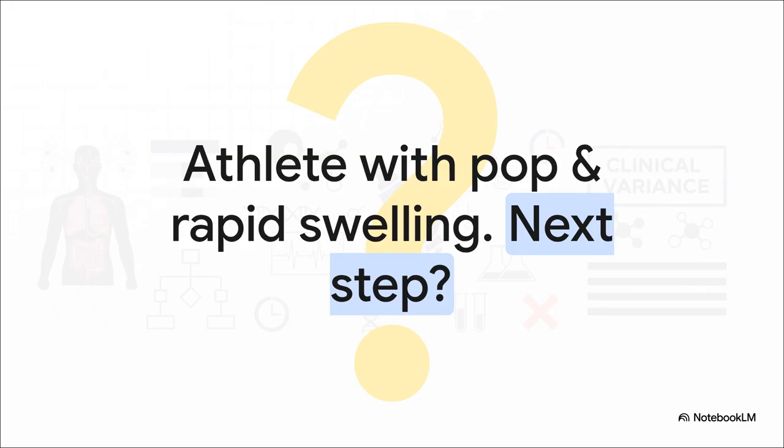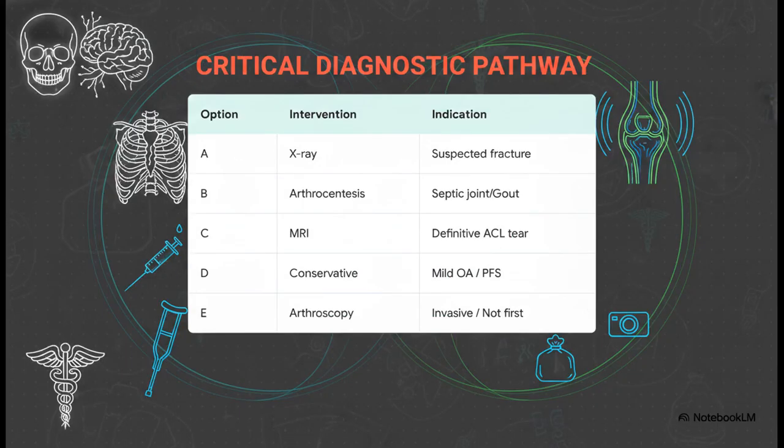A 22-year-old athlete felt a pop during a cutting maneuver, and they present just 1 hour later with a massively swollen knee. So, what is the definitive next step in management? Based on our breakdown, the cutting maneuver, the pop, and crucially that massive swelling at the strict 1 hour mark isolates an ACL tear with hemarthrosis. So let's look at the option matrix and systematically dismantle the incorrect options here.